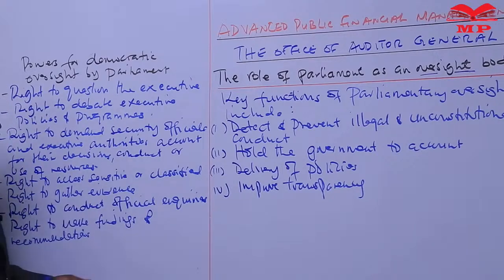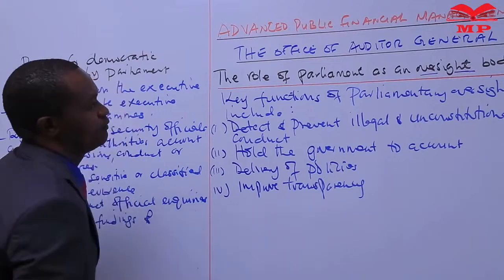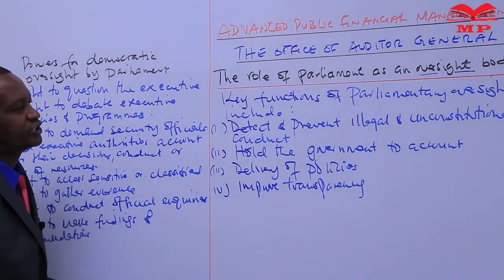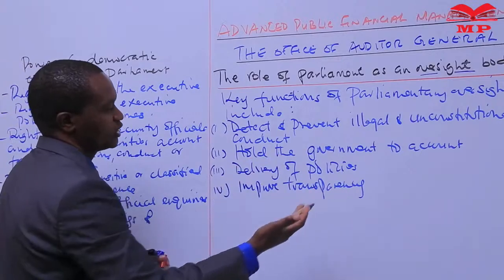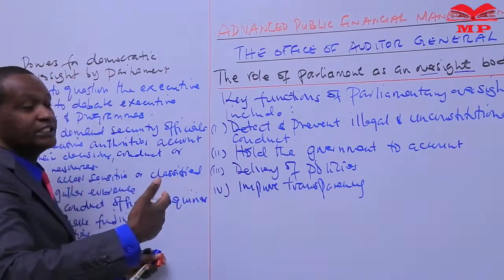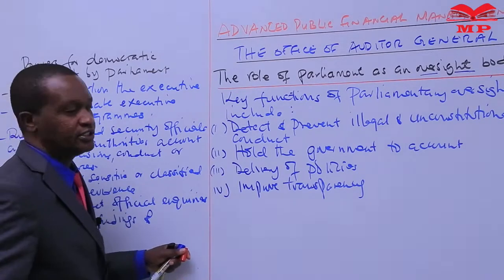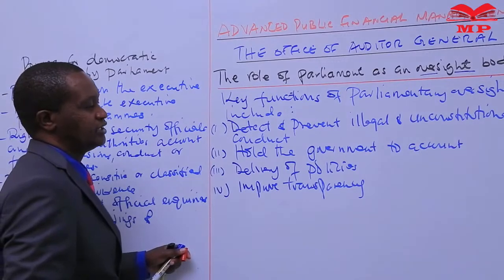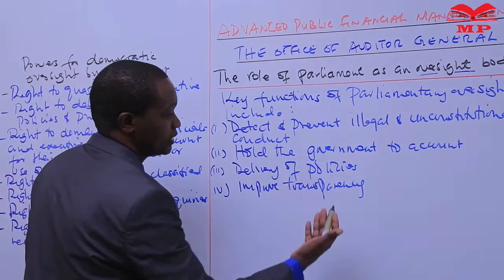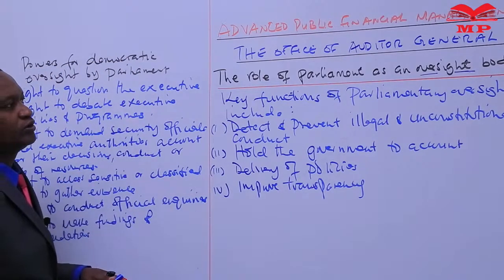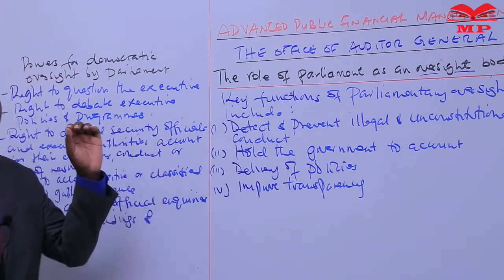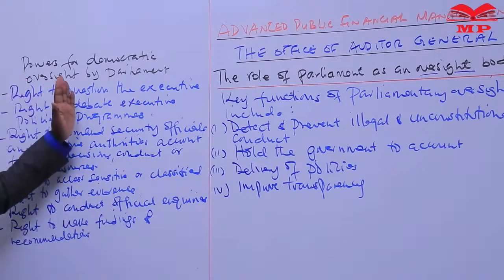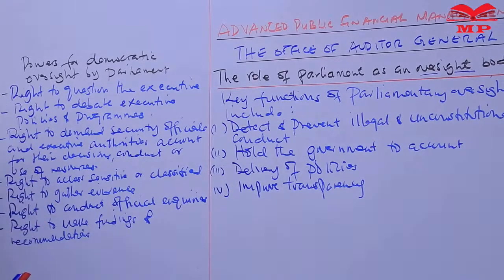We started by listing the functions of parliamentary oversight. The first function is to detect and prevent illegal or unconstitutional conduct, holding the government to account, ensuring that the government delivers on the policies that they have promised, and also improving transparency and so on. For the Parliament to carry out these functions, Parliament needs to have certain powers. These are the powers for democratic oversight by Parliament. The first power is a right to question the executive.